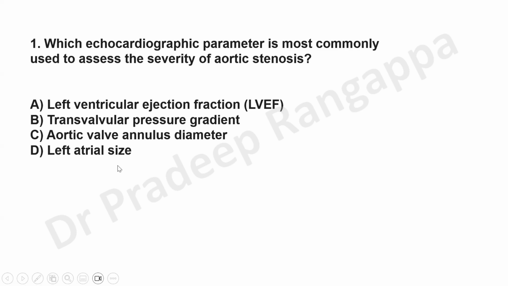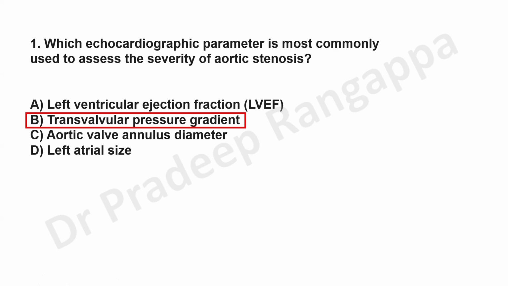Benjamin, loudly. Option B. Okay, he's given a right answer. So B, transvalvular pressure gradient, is the right answer. So very good. My trainees are paying good attention. So the answer is, because we did speak, the pressure gradient really determines the severity of aortic stenosis.